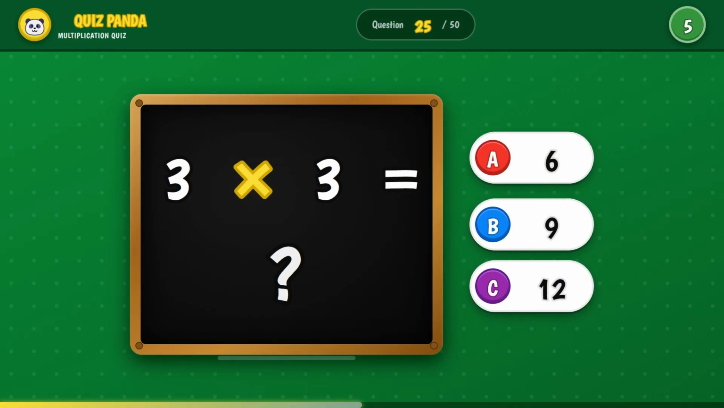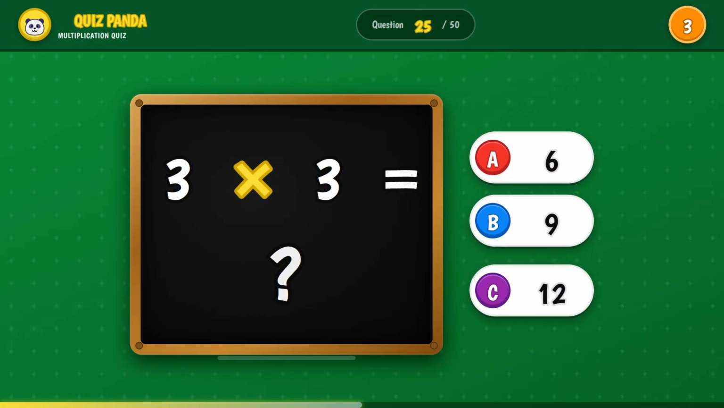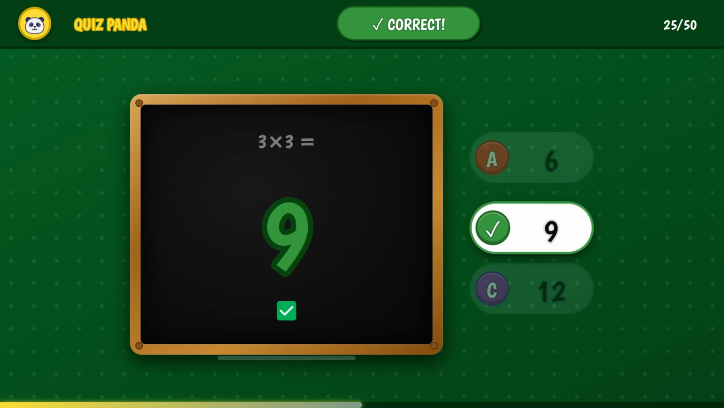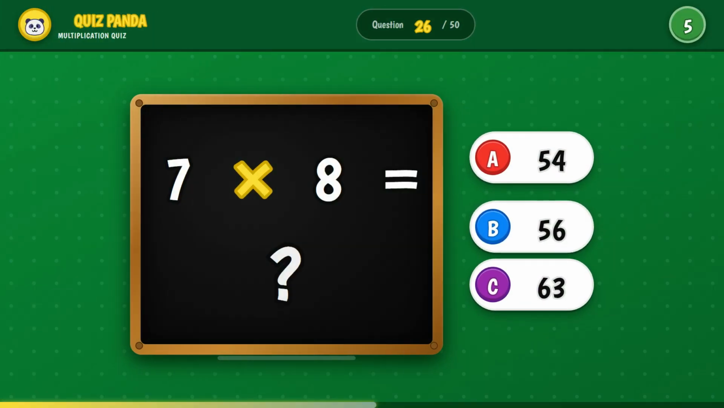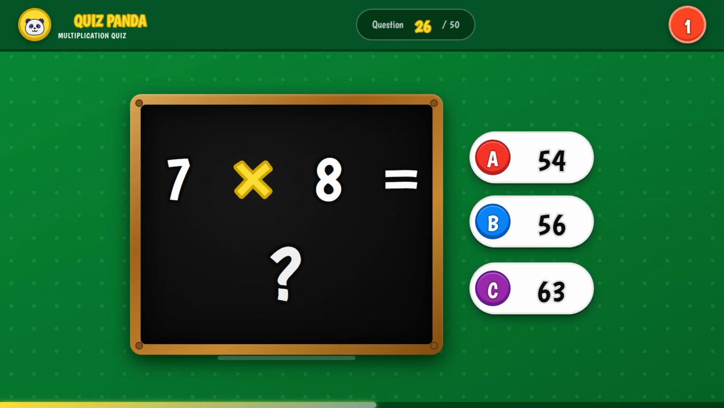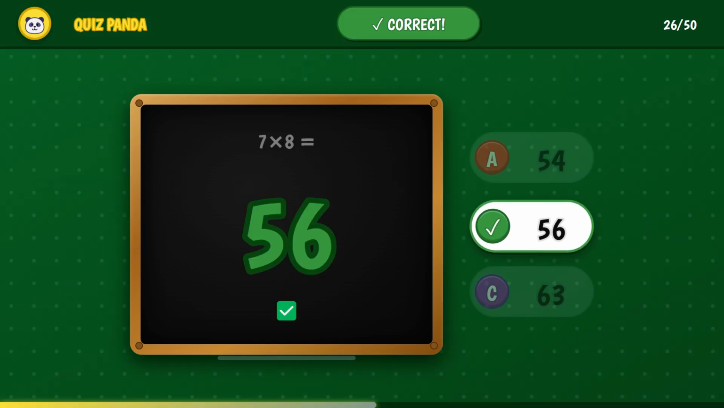Question 25. What is 3 times 3? The correct answer is B, 9. Question 26. What is 7 times 8? The correct answer is B, 56.